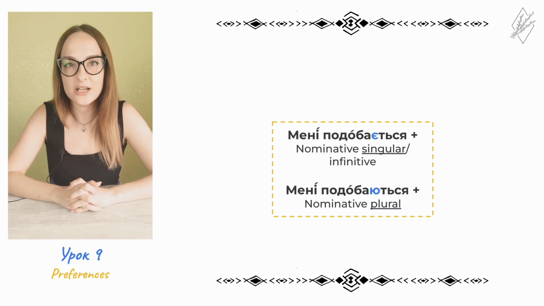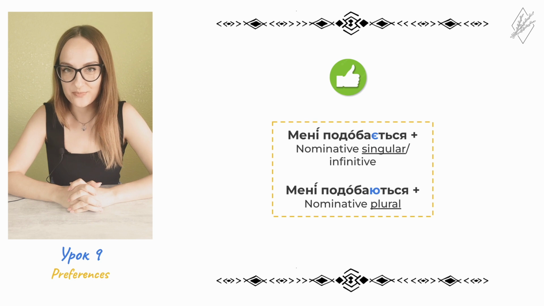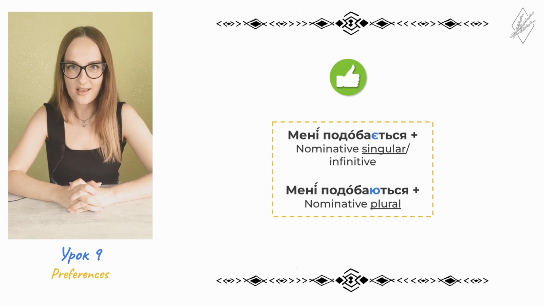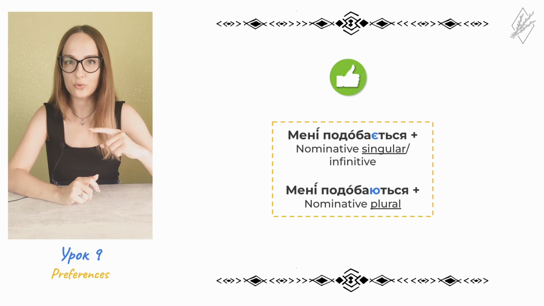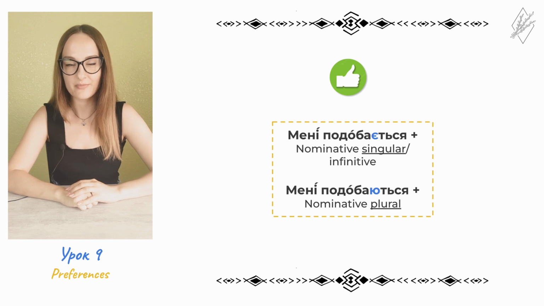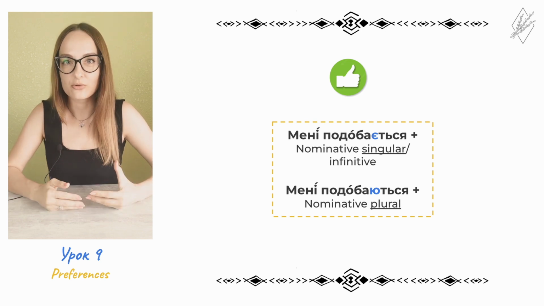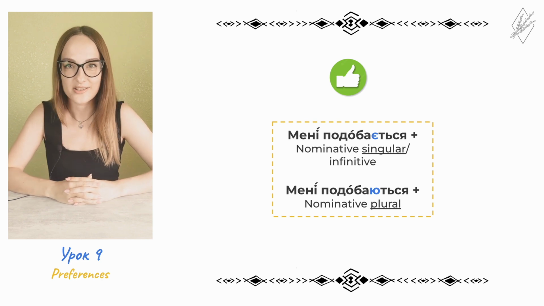So, мені подобається. Then you need to add the subject that you like in nominative case. Here, pay attention that if your subject is singular, we say подобається. If it's plural, we say подобаються. Подобається, подобаються. If you like some action and you use a verb, then use infinitive form. Let's take a look at examples.